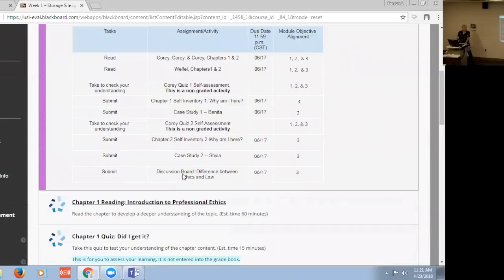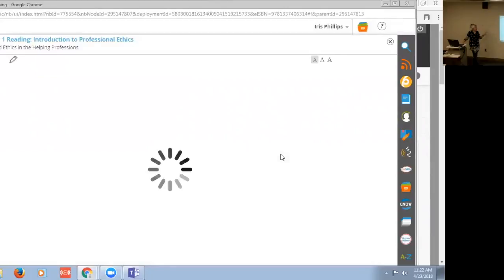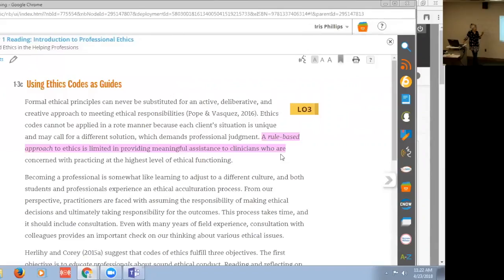The coolest thing for me is when you click on reading introduction. Ideally, chapter 1 is going to open up, and they're going to be able to literally read while they're online. They can take notes. They can highlight. I've been playing with this.